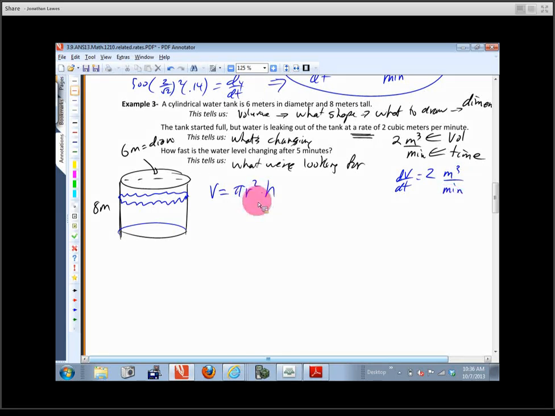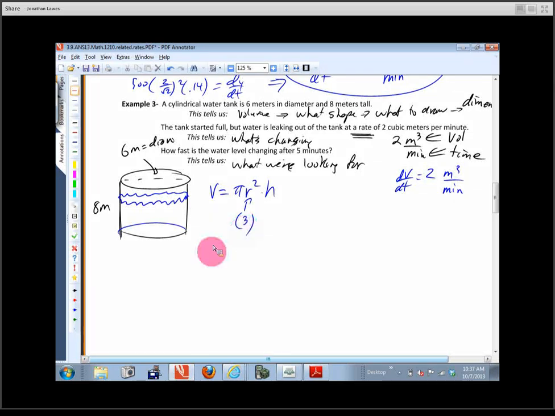Is the radius of the water changing? No. What is the radius of the water? Radius of the water is 3. Okay, so we'll plug that in. Is the height of the water changing? Yes, it is. This particular shape is holding this water with the same radius all the way down, so we can change that to a 3, but the volume is changing and therefore the height is changing.